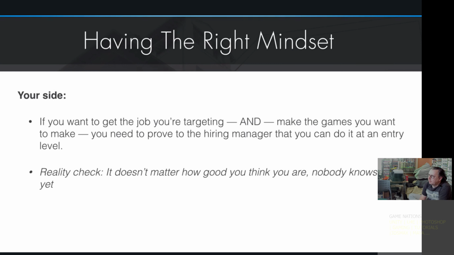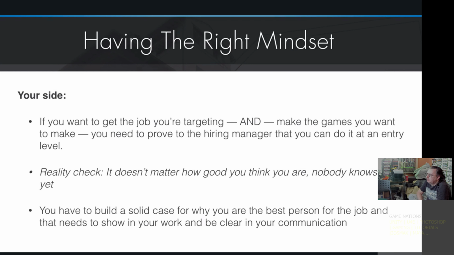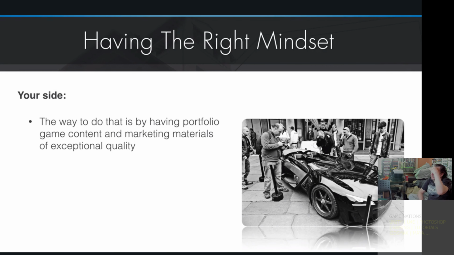But here are the hard facts. It doesn't matter how good you think you are. Nobody knows that yet. So you need to build a bulletproof case for why you're the best person for the job, and that needs to show through in your work and through your communication. And the way you're going to do this is by building a portfolio of game content and marketing materials of exceptional quality. And like I mention to all of my students, I highly recommend that you get an industry mentor to guide you along the way.